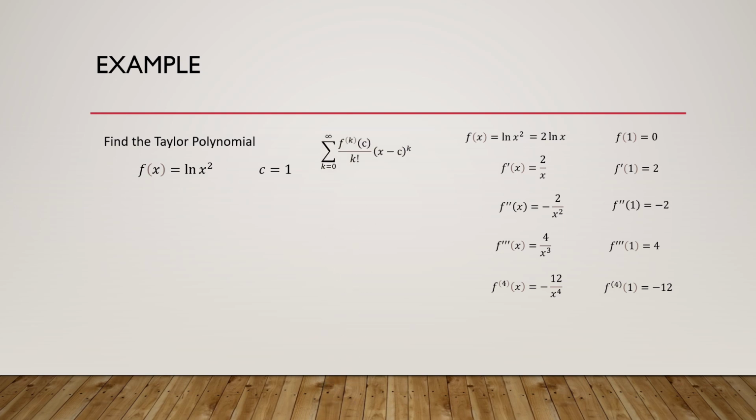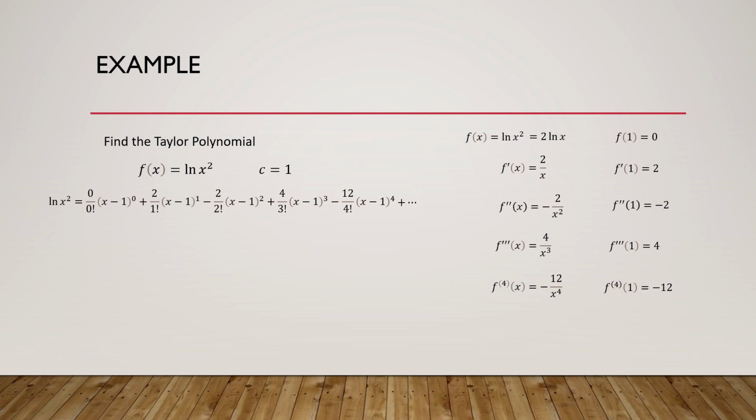Using the Taylor series format as a guide, the Taylor series for ln of x squared equals 0 over 0 factorial times the quantity of x minus 1 to the 0 power, plus 2 over 1 factorial times the quantity of x minus 1 to the first power, minus 2 over 2 factorial times the quantity of x minus 1 squared, plus 4 over 3 factorial times the quantity of x minus 1 cubed, minus 12 over 4 factorial times the quantity of x minus 1 to the 4th.